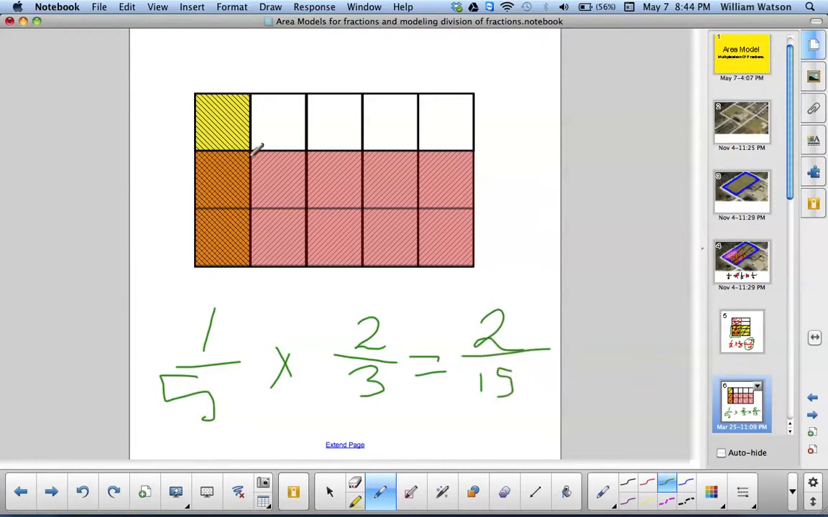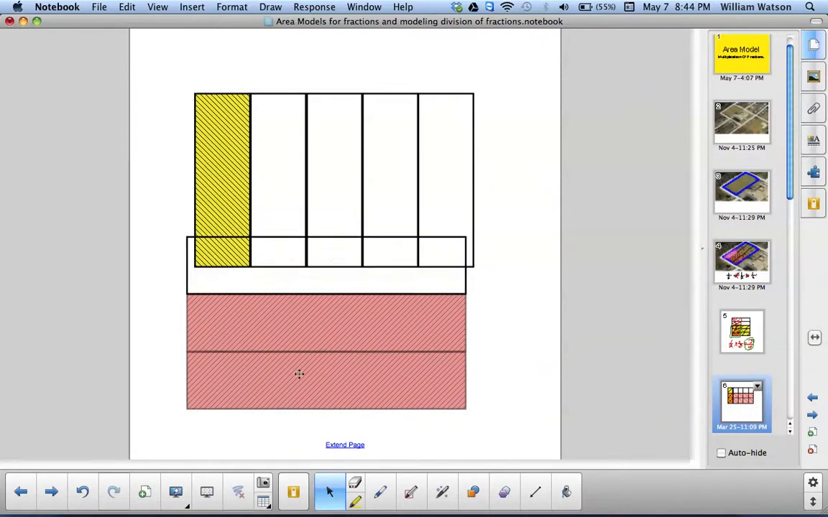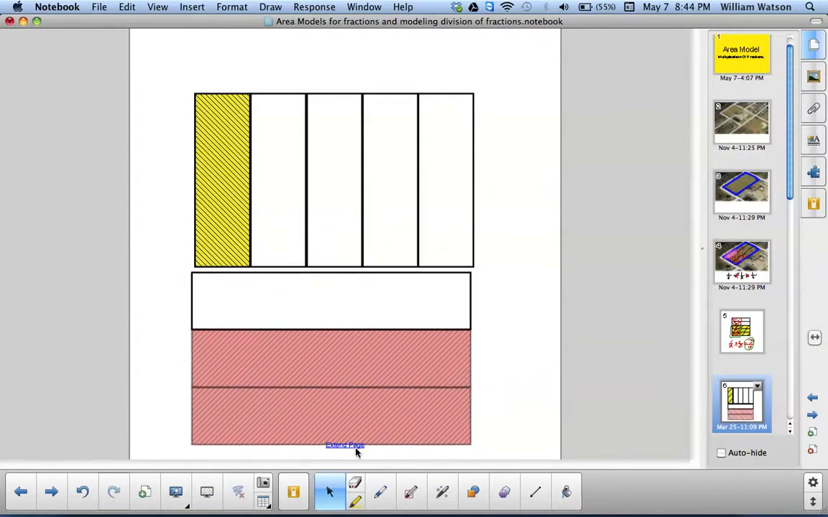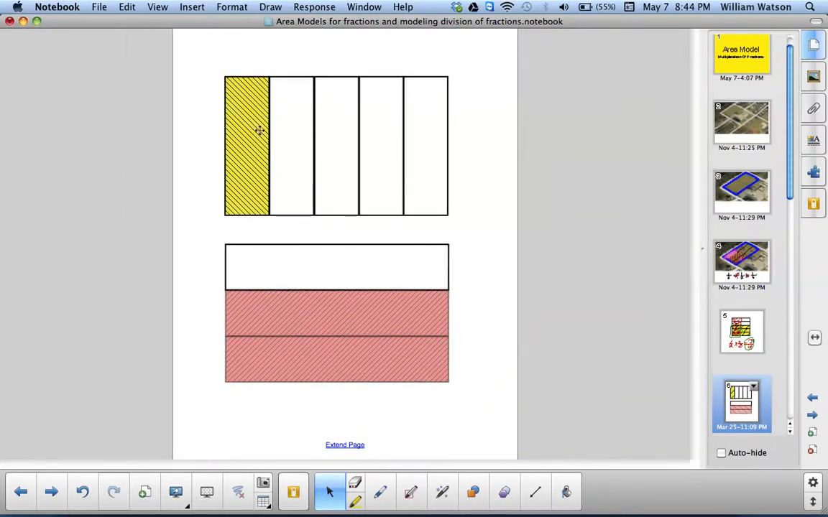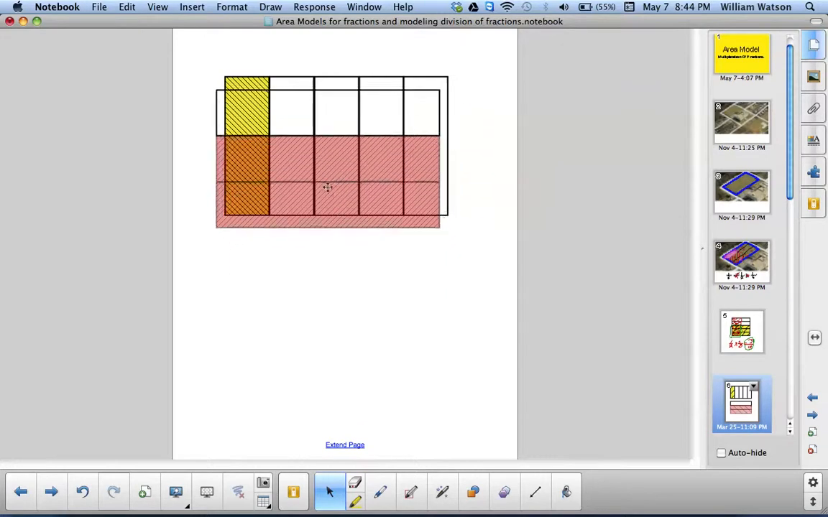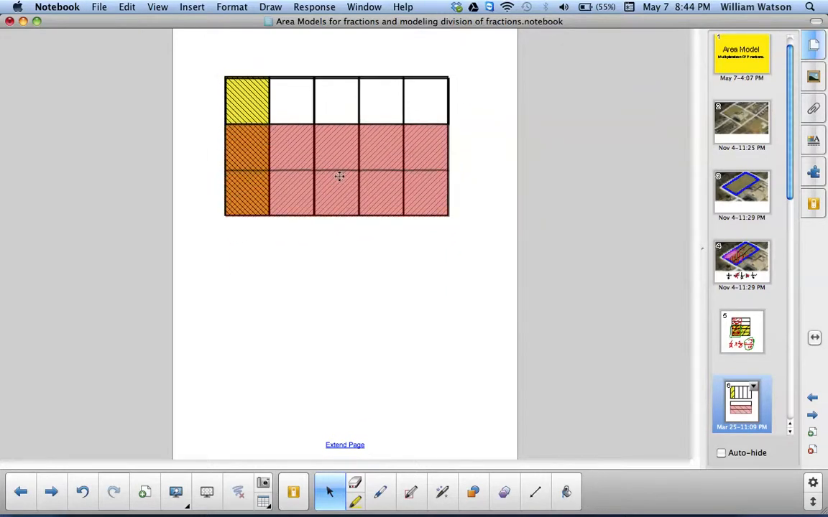The product is represented by the overlap right here, and all of these I've actually made so that you can pull them apart, and it's a little more obvious. So you can see when you pull them apart that our red is 2/3, our yellow is 1/5, and the overlapping region is actually the product.